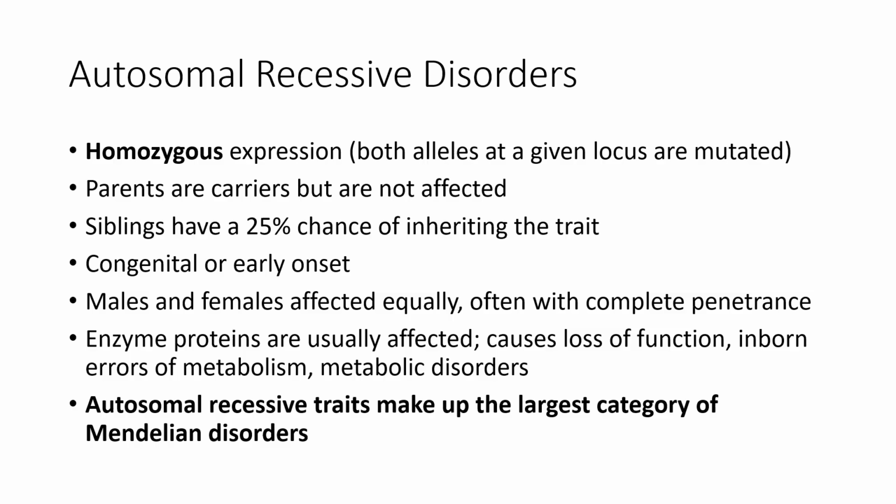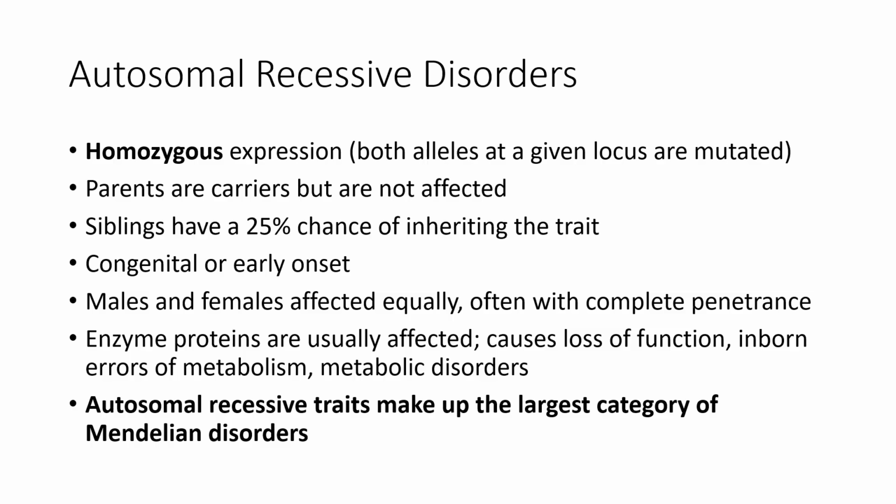Okay, now let's flip the script. Autosomal recessive disorders require homozygous expression, meaning both alleles at the same locus are mutated. So parents are typically carriers. They have one normal allele and one defective allele, and they're usually asymptomatic. When two carriers have a child, siblings have a 25% chance of being affected, a 50% chance of being carriers, and a 25% chance of inheriting two normal alleles.